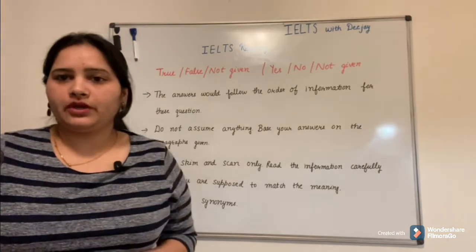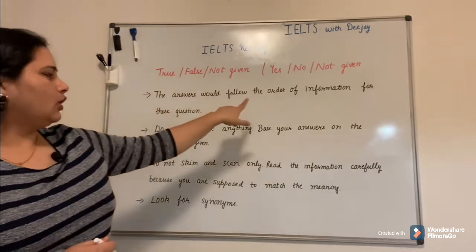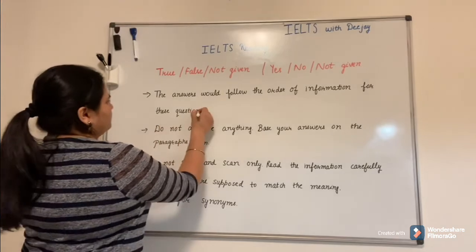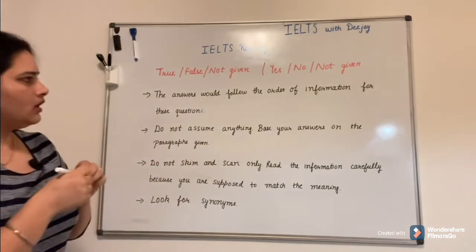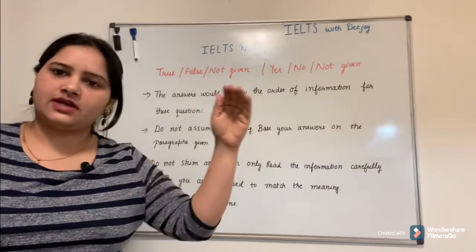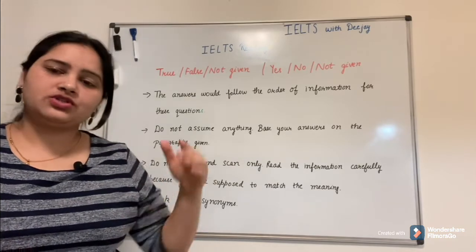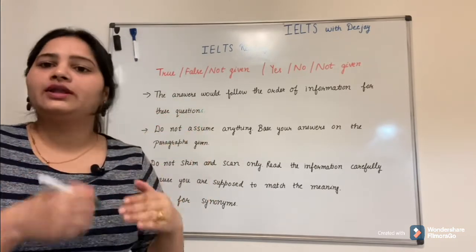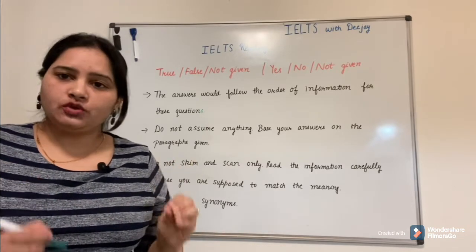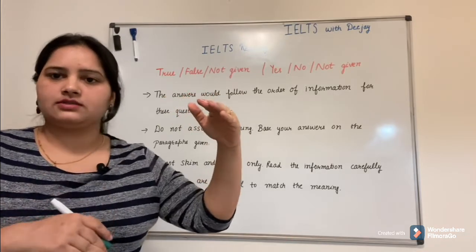Now it's time for the quick tips. The first tip is the answers would follow the order of information for these questions. The answers would be in the order. So suppose you found the first answer and you got a third answer, but you're not able to find the second one, so just read in between in the text. You will get the answer. Maybe it's not given, you will not get the information, but you will have the idea that the information is not given in between those two answers.